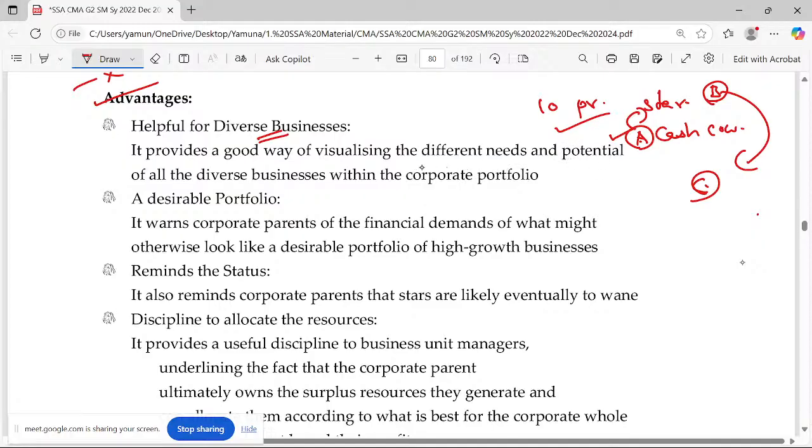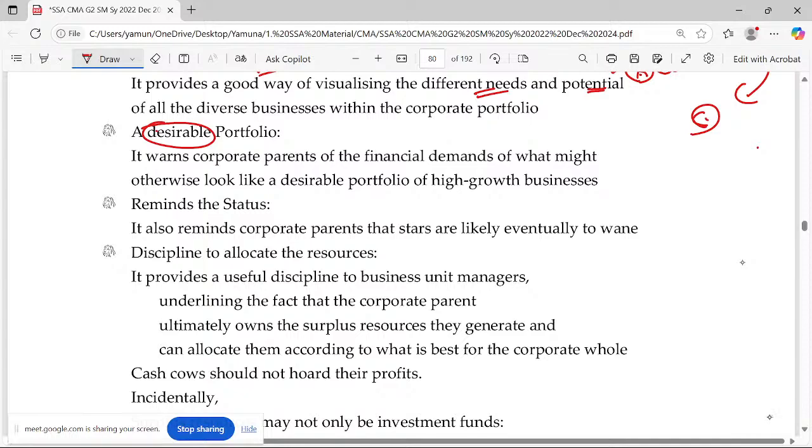So sometimes you have to go for different needs and, depending on your potentials, you have to manage. And you have to go for a desirable portfolio. Probably which one will be better for me? That is the fourth cell, right? Which one will be better for me? And it will remind you of the status. So you are a star or you are a dog or whatever it is. And you'll have a discipline. Yeah, beautiful point. You have a discipline to allocate the resources.